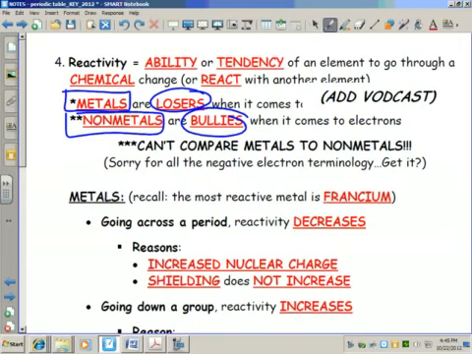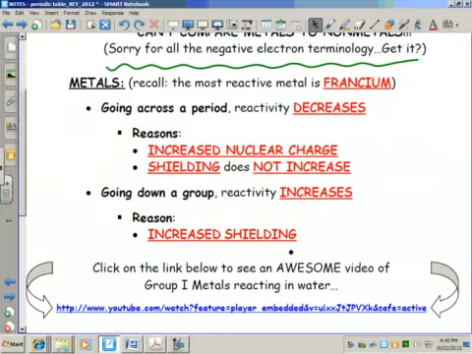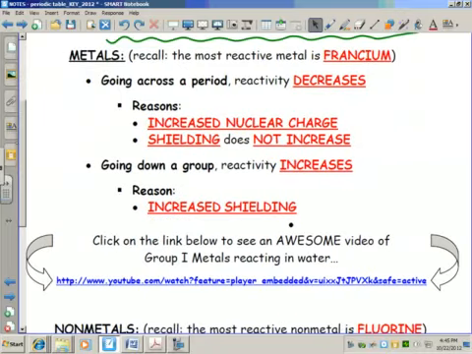And, of course, I can't resist a really bad pun. But because of the fact that metals are losers and want to get rid of electrons and nonmetals want to gain, you can't compare nonmetals to metals. You compare metals to other metals. You compare nonmetals to other nonmetals. Okay, so for the metals, we said the most active metal is francium. Find francium. It's in the very bottom left-hand corner of the periodic table.